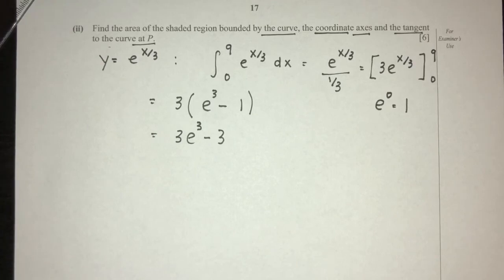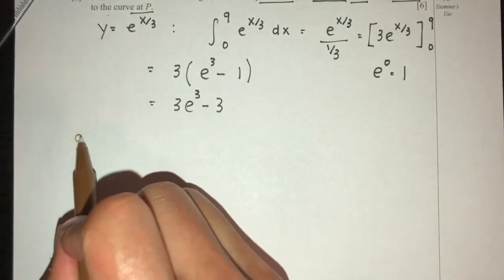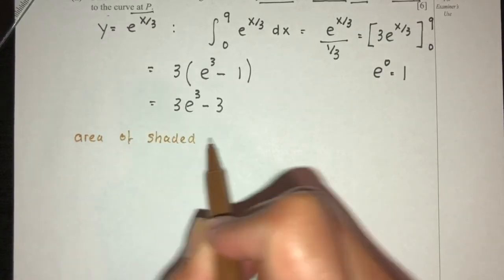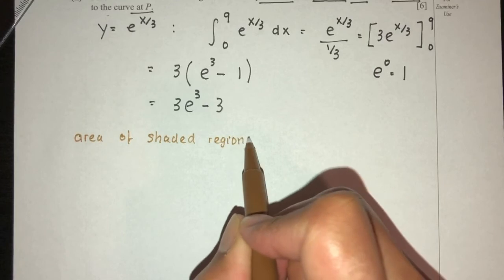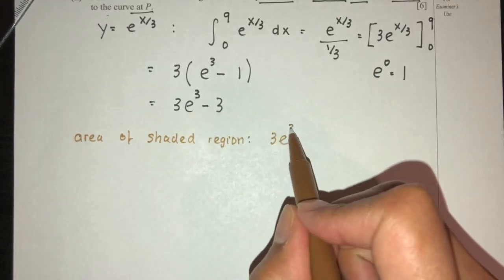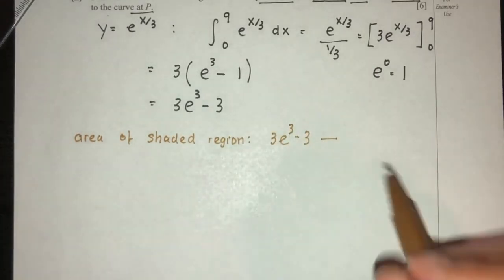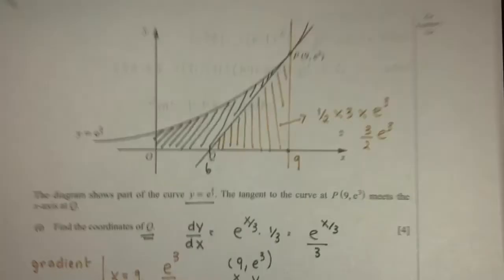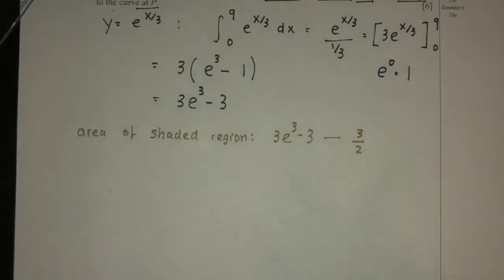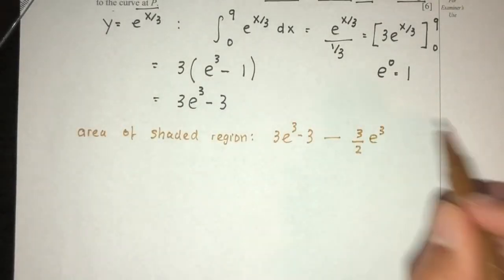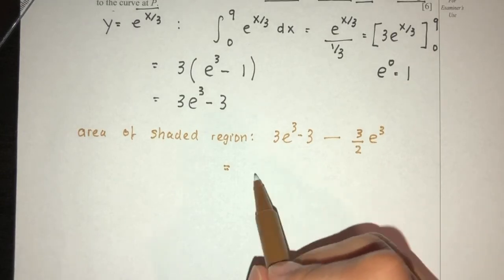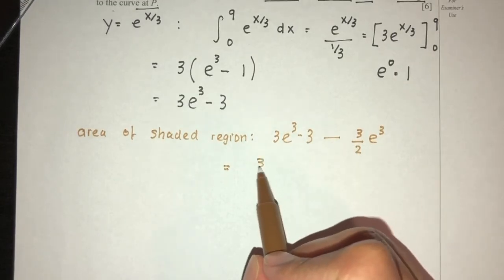But now we want the area of the shaded region. That will be the whole area, which is this, minus the area of the triangle, which we found here. So 3e^3 minus 3 minus 3 over 2 times e^3. So 3 minus this will be what? So let's see. 3 minus, that will be over 2 as well. You will have 6 minus 3, which is 3 over 2.